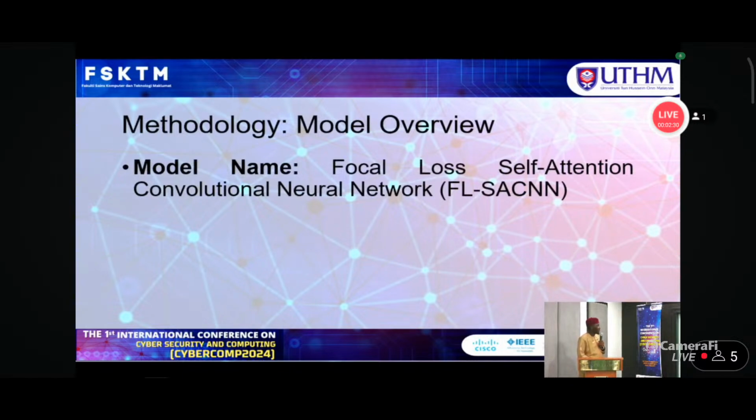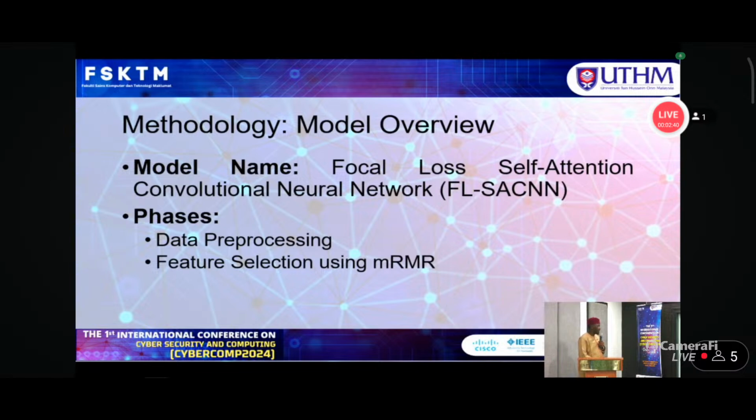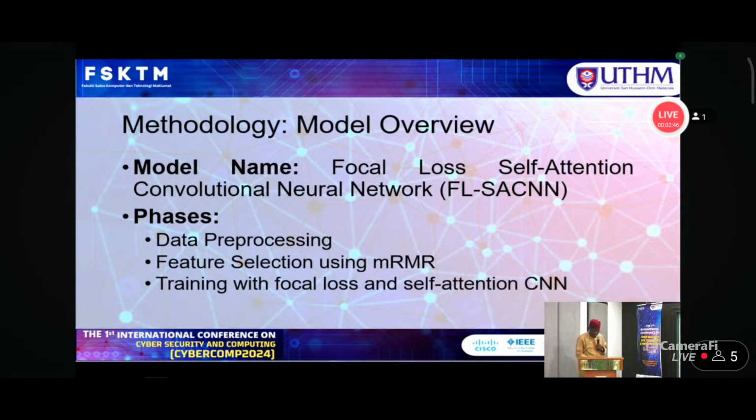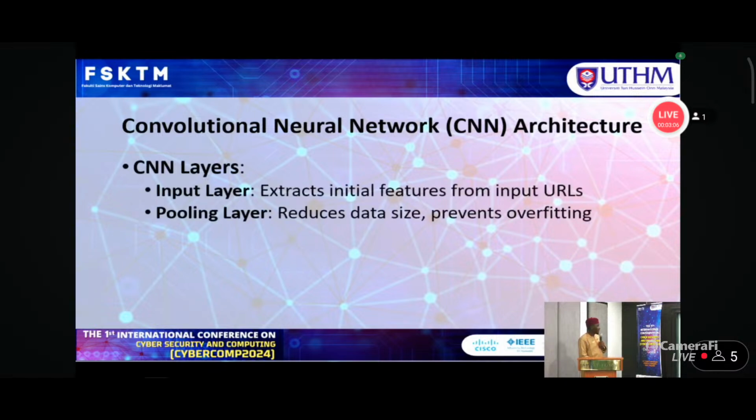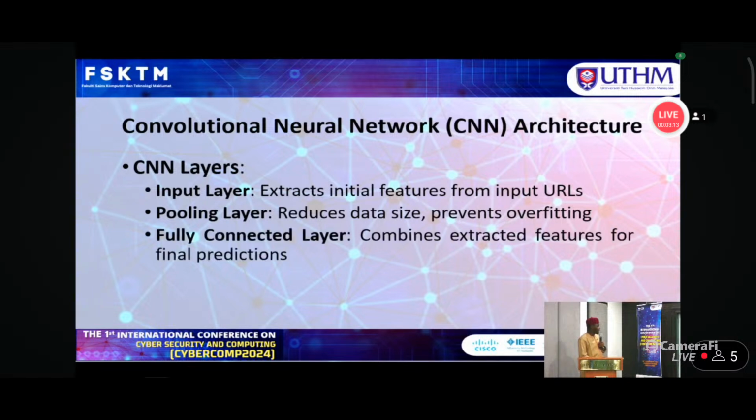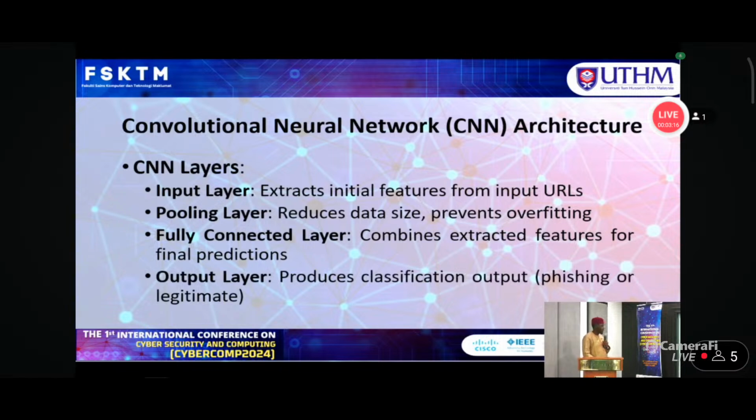So, like I said, we use the focal loss self-attention convolutional neural network as the model. These are the phases of the research. We do the data processing, the feature selection using the minimum redundancy and maximum relevance filter. Then we train the data with the focal loss self-attention CNN. This is the architecture of the CNN: input layer, the pooling layer, fully connected layer, then the output.